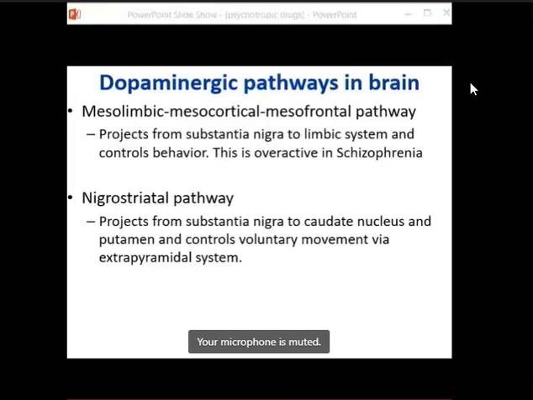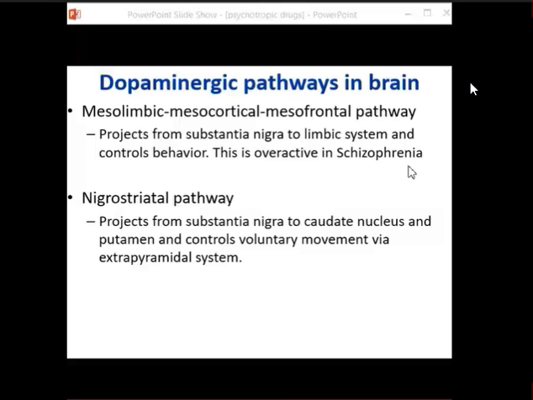There are different dopaminergic pathways present in the brain. These are the two main important pathways from the pharmacological point of view. First is the mesolimbic, mesocortical pathway, the dopaminergic pathway that projects from the substantia nigra to the limbic system and mainly controls behavior. This pathway has been seen to be overactive in schizophrenia, and most antipsychotic drugs block the D2 receptors in this pathway.